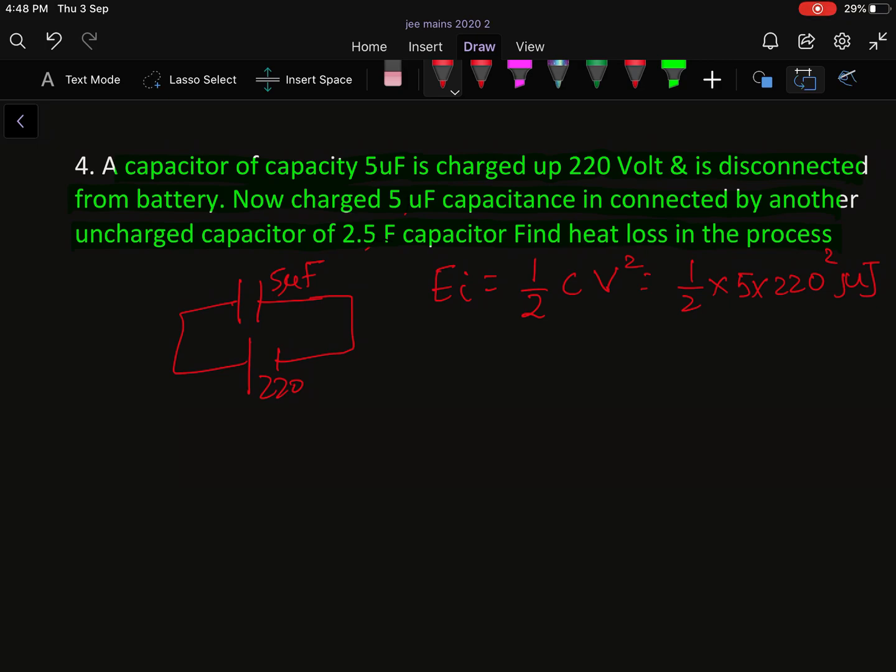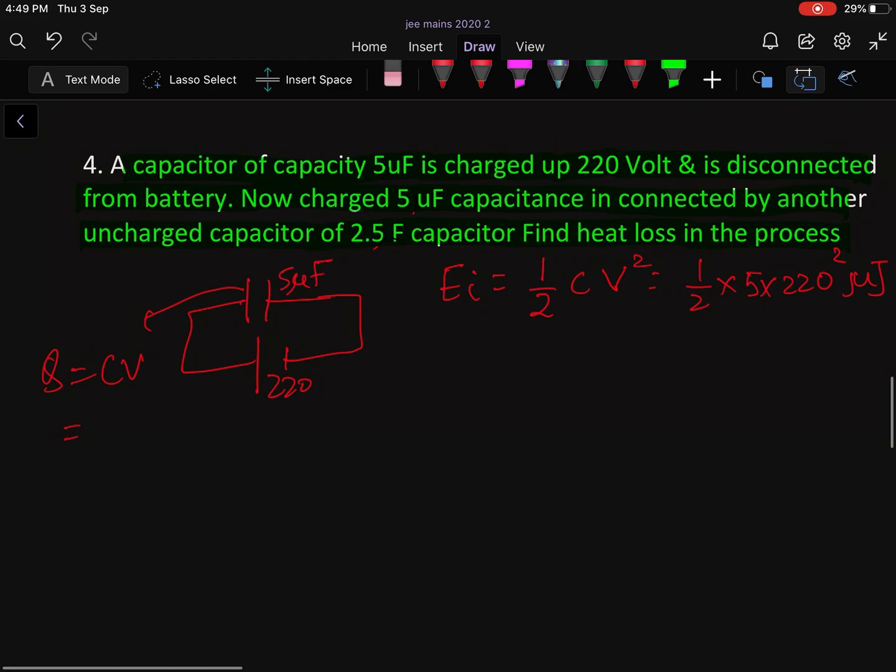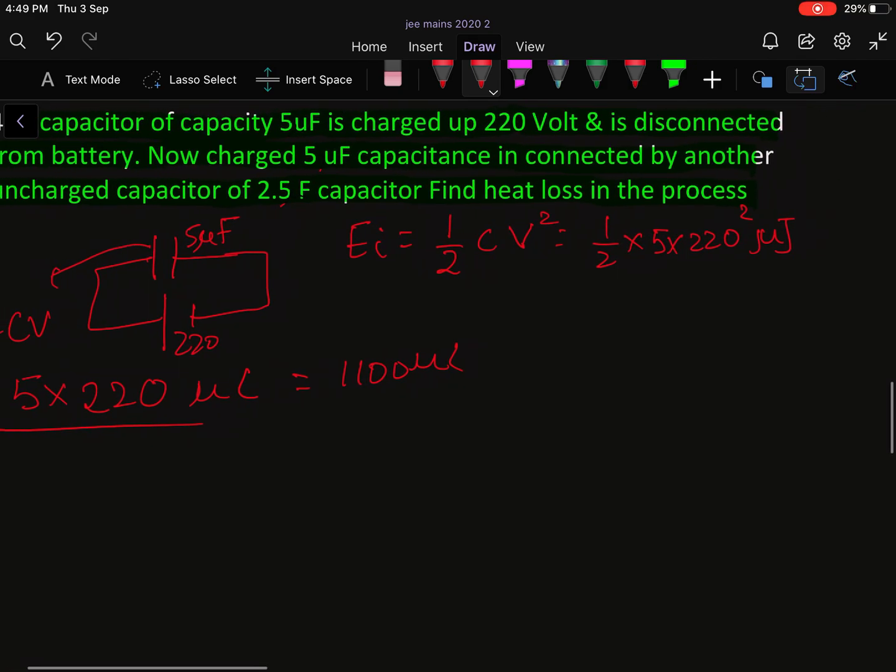Now the charge Q will be CV, that will be the value of C, 5 microfarad, into the voltage, 220 volt. That will be 1100 microcoulomb. Now this capacitor is connected with another capacitor.